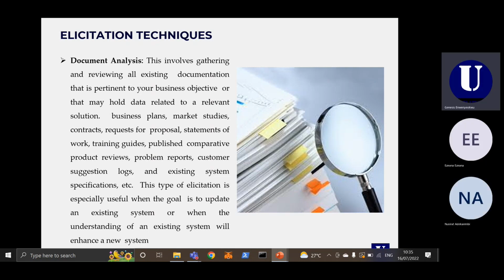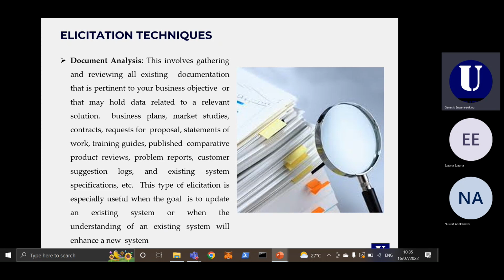All right. Cool. So I've been talking about various elicitation techniques and talked about workshop, benchmarking, interviewing, focus group, and talked about research as well. So now we'll be looking at document analysis. Document analysis is also one of the important ways we gather requirements, right? And this involves reviewing all existing documentation that is pertinent to your business objective or that may hold data related to a relevant solution, right?